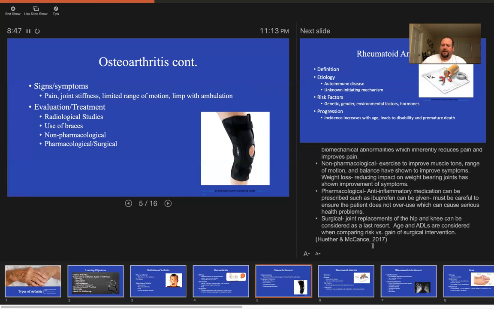Pharmacological treatment would include anti-inflammatory medications such as ibuprofen or other NSAIDs, but be careful with these because they can cause GI bleeding, discomfort, or serious health problems. Surgical treatment can be used if the patient's age is appropriate and their loss of ADLs is an issue. So that's also taken into consideration when replacing a knee or a hip.